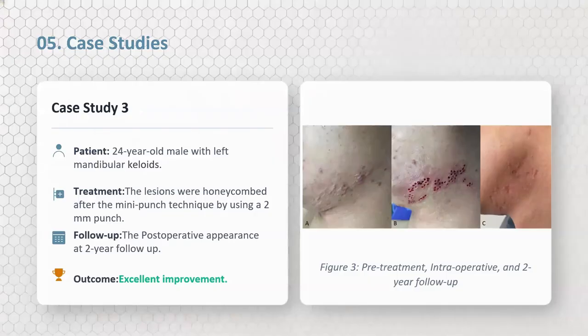Case 3 shows the mini-punch technique used alone for keloids. This 24-year-old male had extensive scarring on his left mandible. After 2 years, the result is excellent, proving that the mini-punch is effective even without surgical excision for certain types of scars.